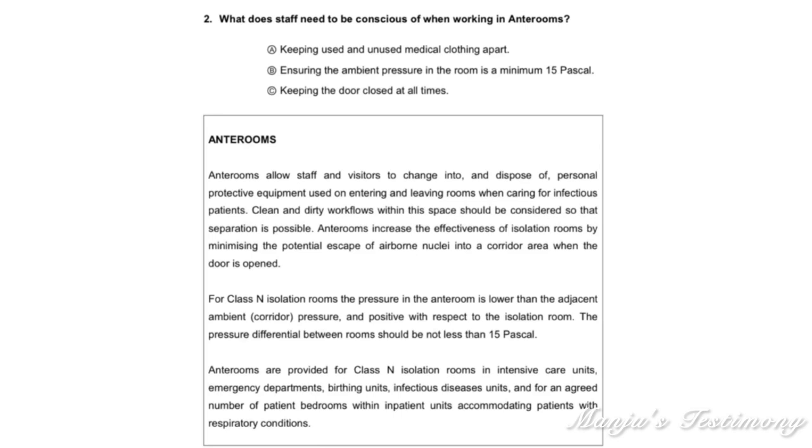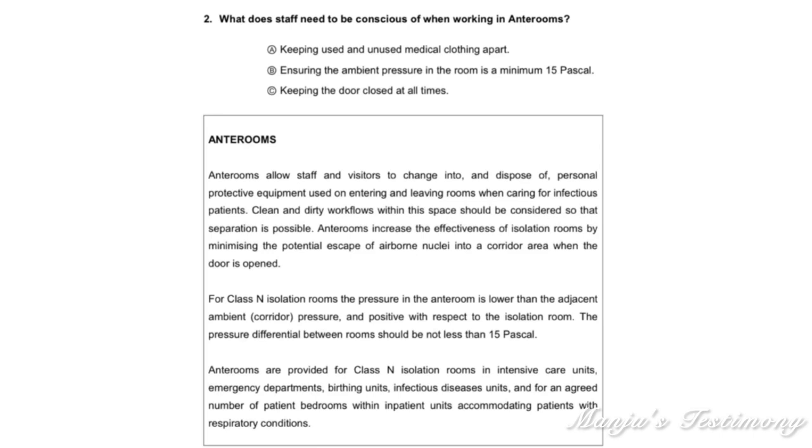This is the area where both clean and dirty workflow happens, right? So they are saying that clean and dirty workflow within this space should be considered so that separation is possible. So the people who are handling or managing this anteroom should consider the clean and dirty workflow in the anteroom, and they have to maintain it like that. So that means they have to keep the clean items in one area, and the dirty items in another area, in opposite areas of the same anteroom. So here our first option is keeping used and unused medical clothing apart. What is that?